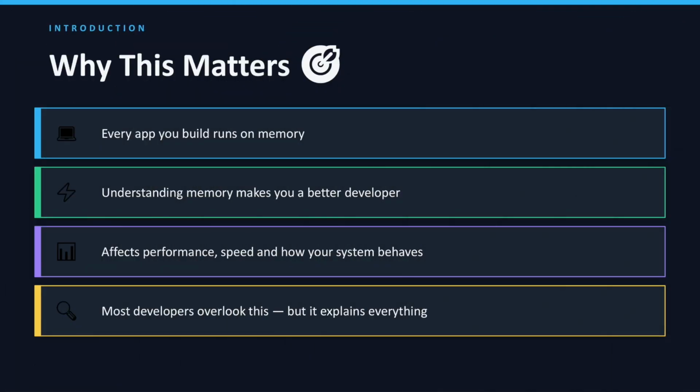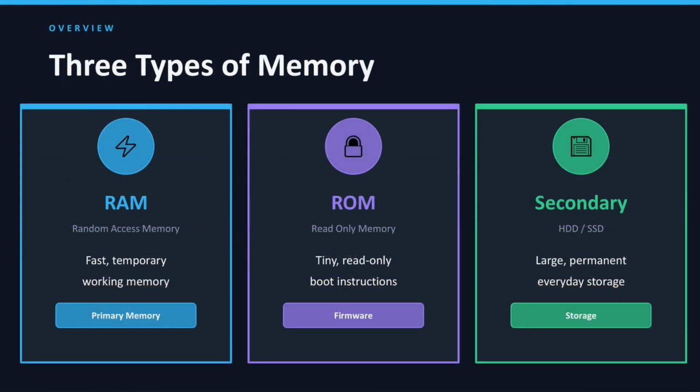Before we dive in, let's understand why this topic matters. Every single app you build runs on memory. Whether it's a simple script or a large scale backend system, memory is always involved. Understanding how it works directly affects how you think about performance, speed, and system behavior. And honestly, most developers skip this, but it's one of those concepts that once you get it, everything else starts to make more sense.